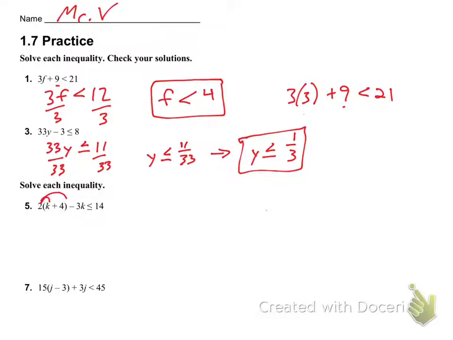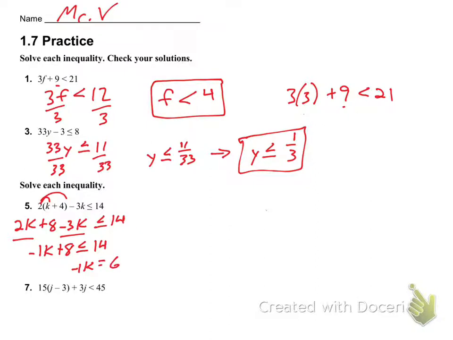I'm doing the same stuff here, except I got to distribute. So I'll distribute this and I'll get 2k plus 8 minus 3k is less than or equal to 14. After I've distributed, I got to combine like terms. So I have this and this. And that gives me negative 1k plus 8 is less than or equal to 14. I'm going to minus 8 on each side. So negative 1k is going to be equal to positive 6.